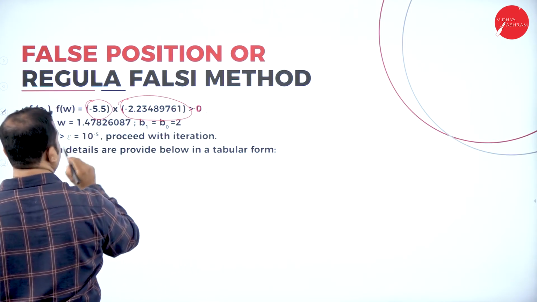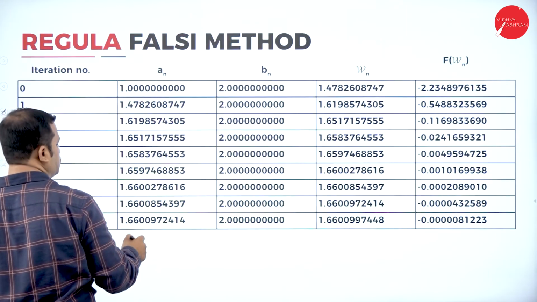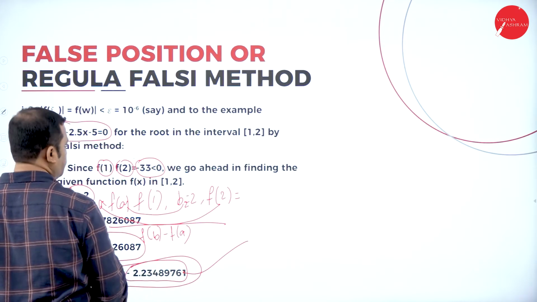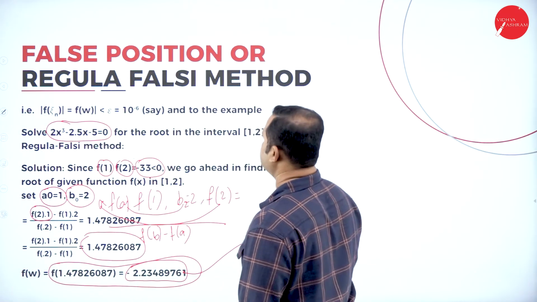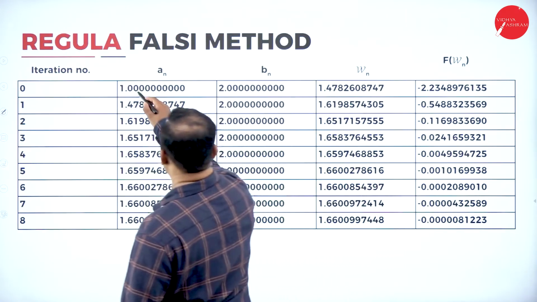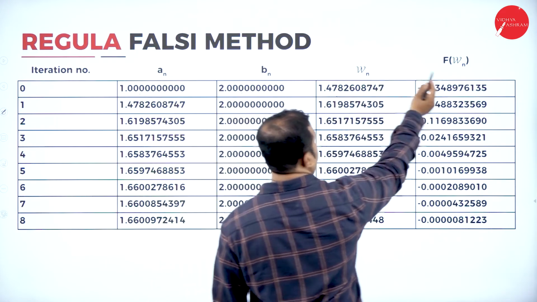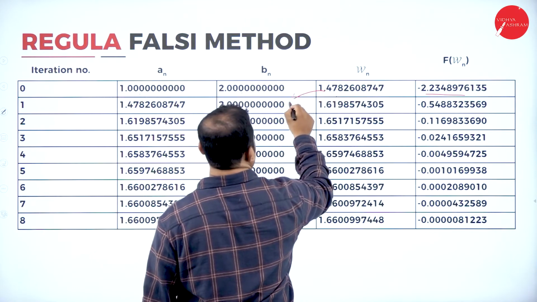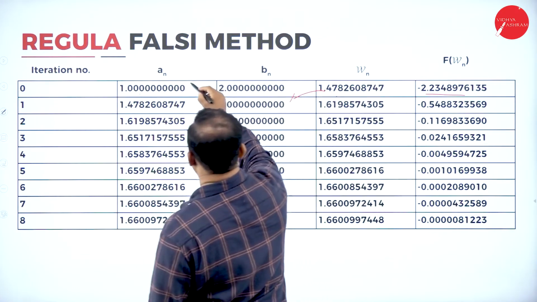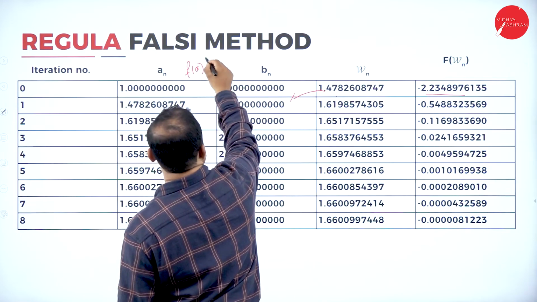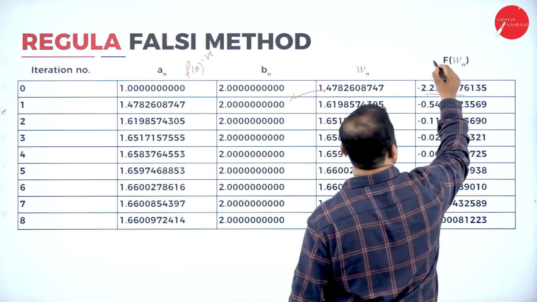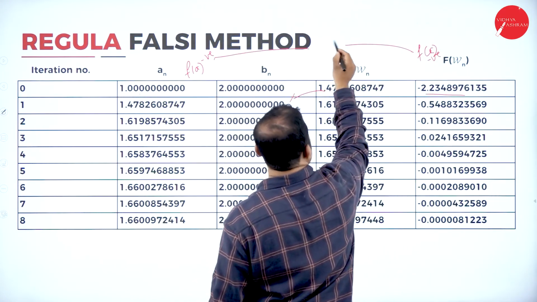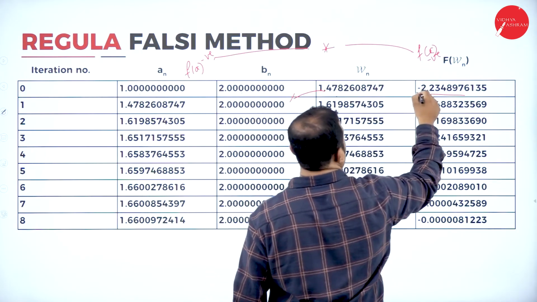If that is greater than 0, what has to be considered? The value of c must be considered as the value of a. If that is the case, what happens? Please observe this carefully now. We have 1 and 2 as the intervals, and c is 1.47. What is the value of f of c? If it is negative, this becomes the value of b. F of a is already negative, f of b is also negative, and f of c is negative. So multiplication of negative into negative leads to a positive value.